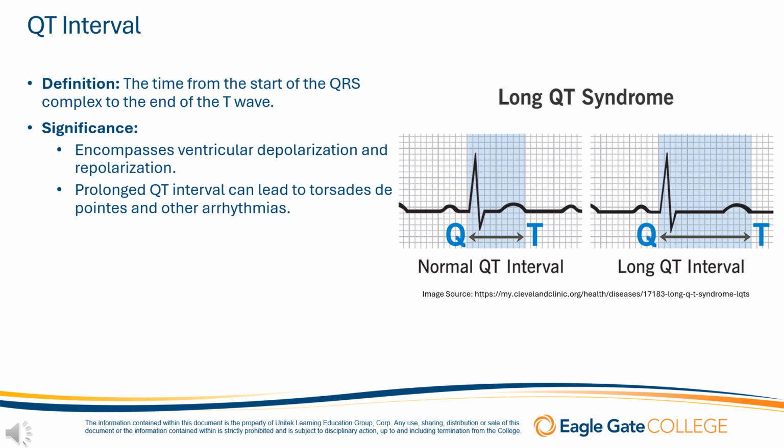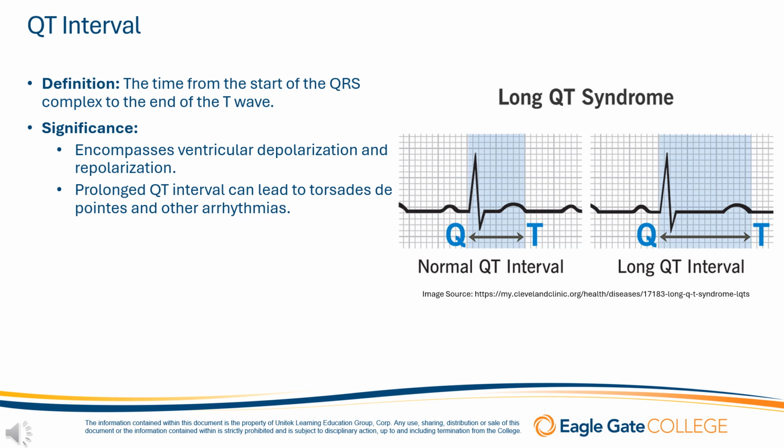A normal QT interval is typically less than 0.44 seconds in men and less than 0.46 seconds in women. This duration can vary with heart rate, so it's often corrected for heart rate using formulas like Bazett's formula, which results in a QTc, also called a corrected QT. A prolonged QT interval is one that extends beyond the normal range, and this can be due to various factors including genetic conditions, electrolyte imbalances, and some medications.